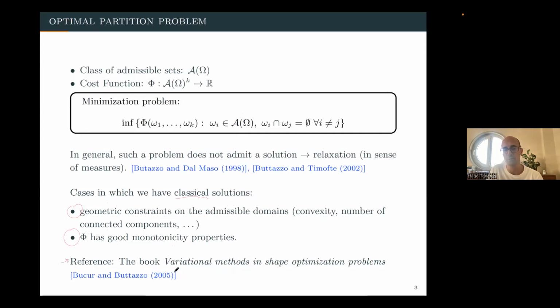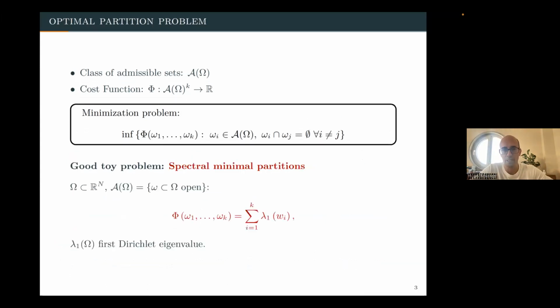A good reference, maybe the best reference if you're interested in seeing a little bit about not only this, but shape optimization in general, is this wonderful book by Bucur and Buttazzo, Variational Methods in Shape Optimization Problems. Now, one of the examples that have good monotonicity properties, and also because of other applications, is the case of what are called in the literature spectral minimal partitions. This is where you take the class of open subsets of a fixed omega, and then you do the following.